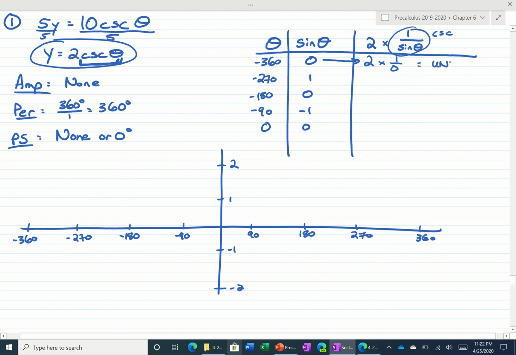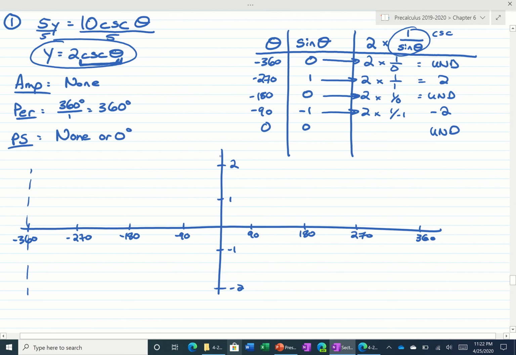This would be undefined. 2 times 1 over 1 is 2. 2 times 1 over 0 is undefined. 2 times 1 over negative 1 is negative 2. And then I think this would, of course, be undefined. So what this graph would look like, at negative 360, it's undefined, asymptote. Period's 360.